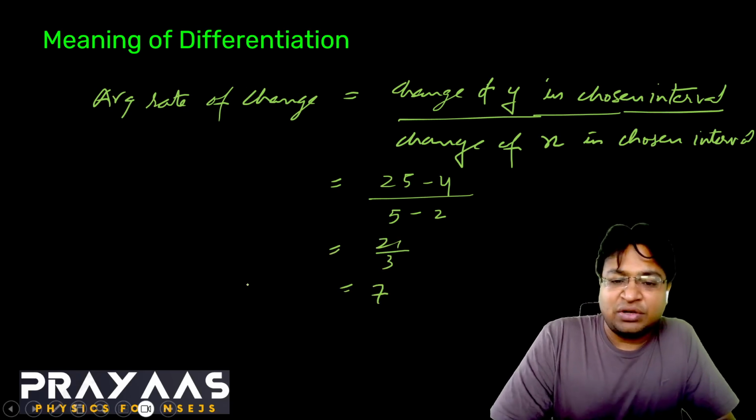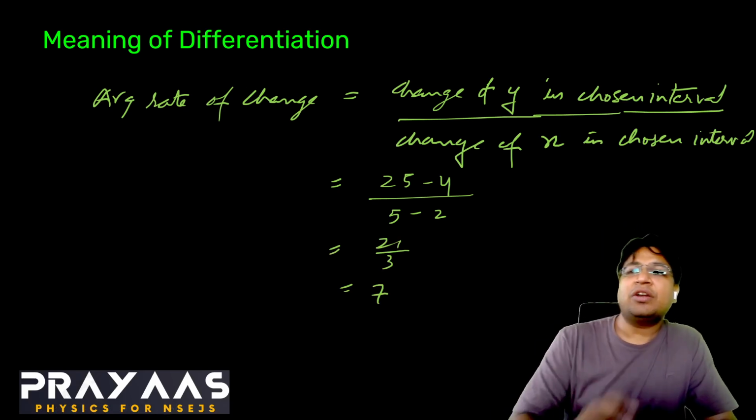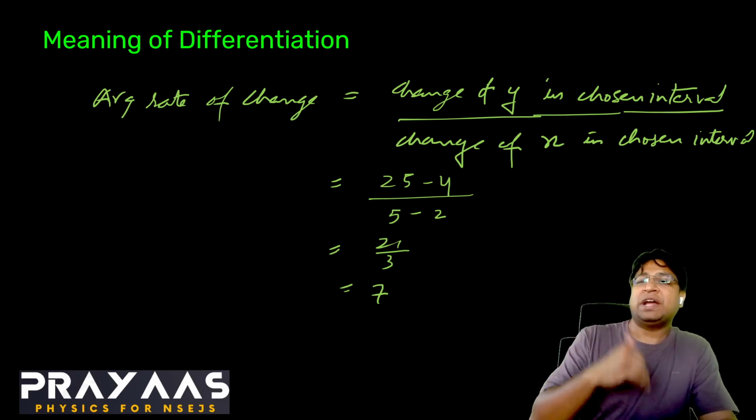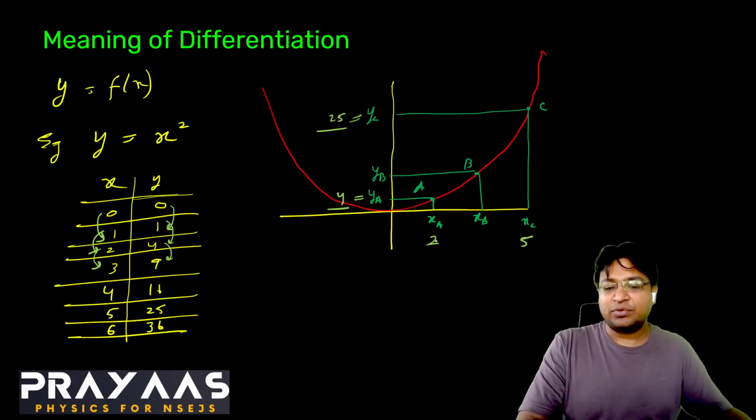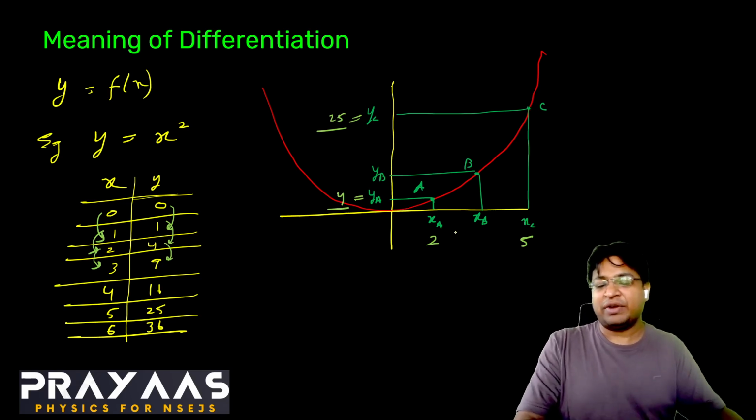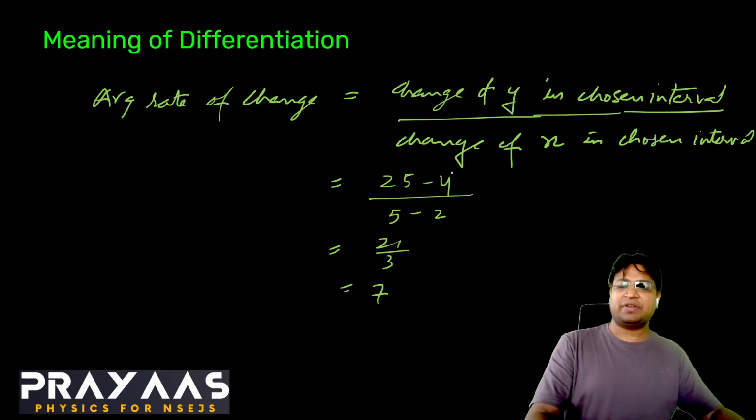All right, so this is called the average. What it tells us is that on average, when you change x by 1, y increases by 7. So that's what it means. This is an average rate of change. x changes by 3, y changes by 21. This is how we define the average rate of change.